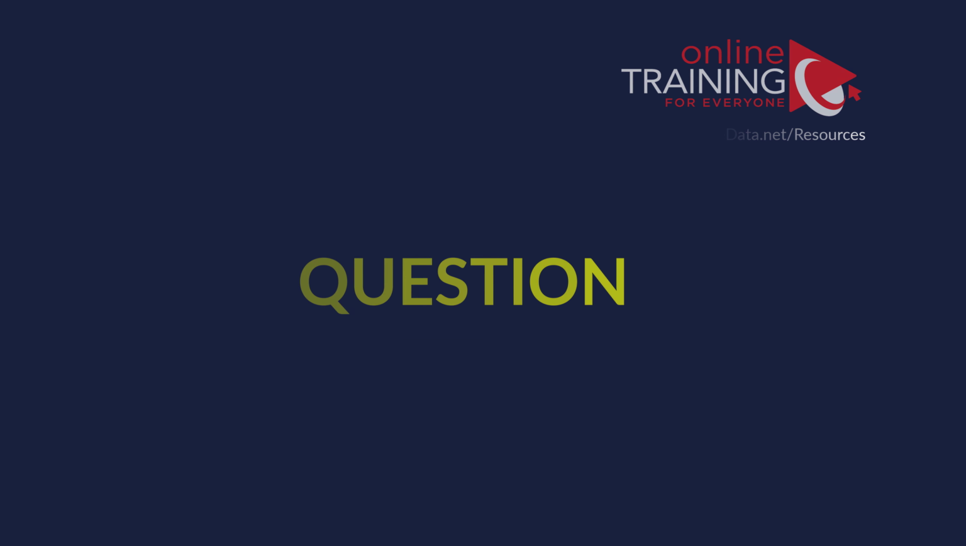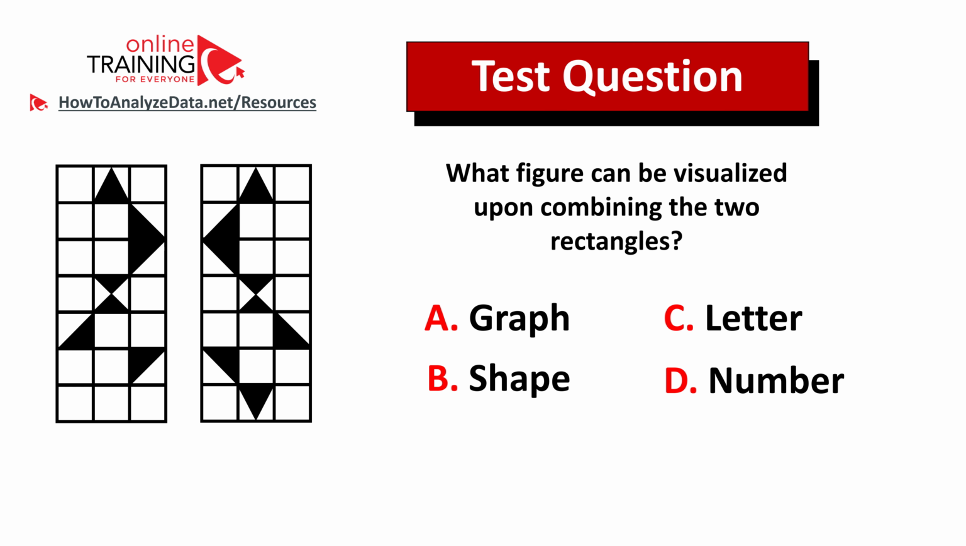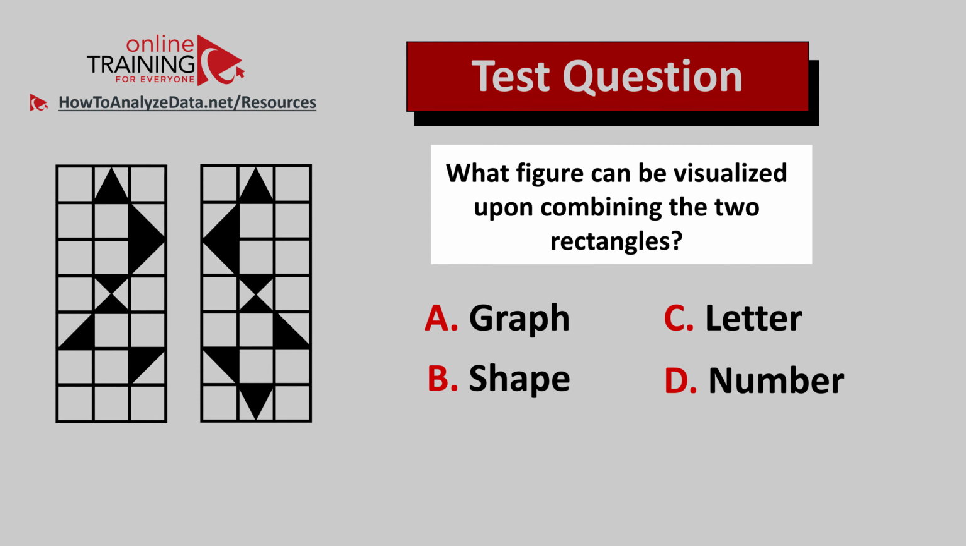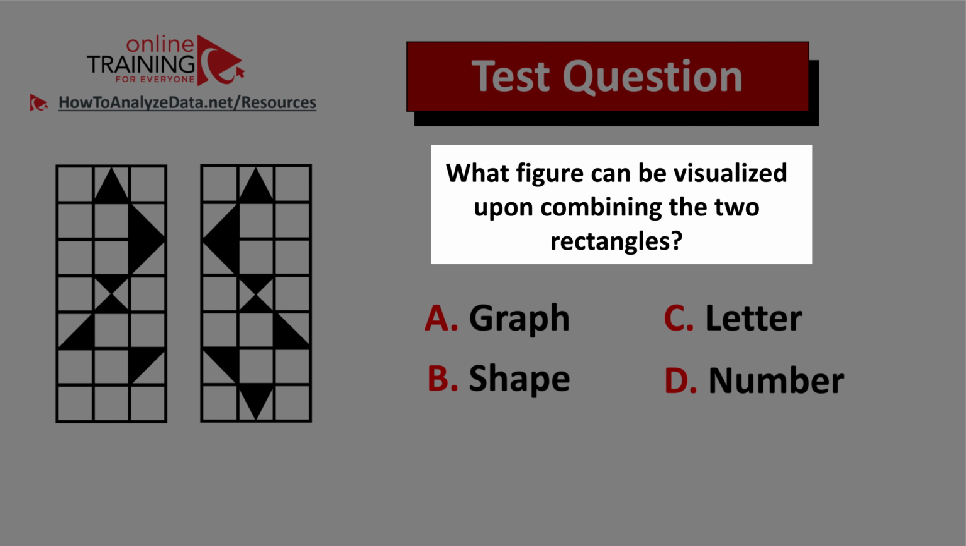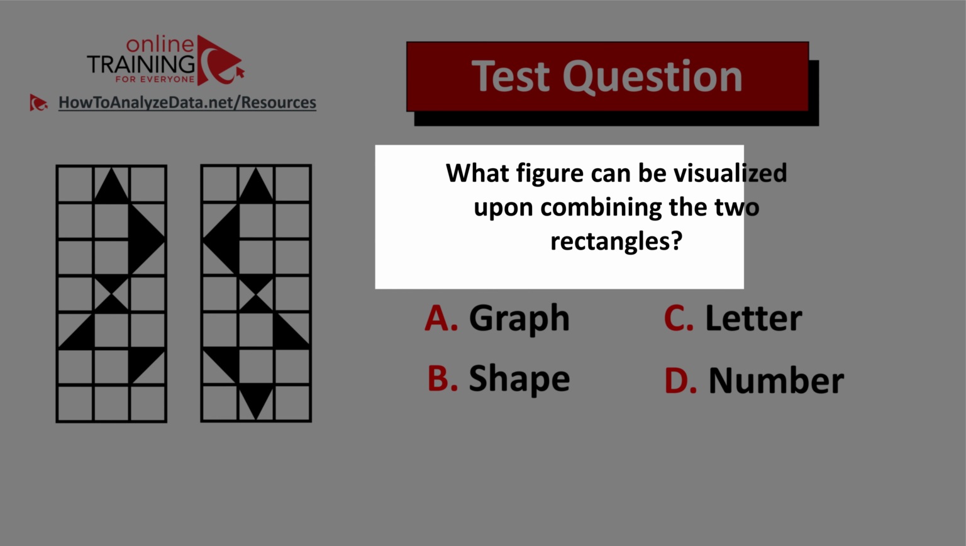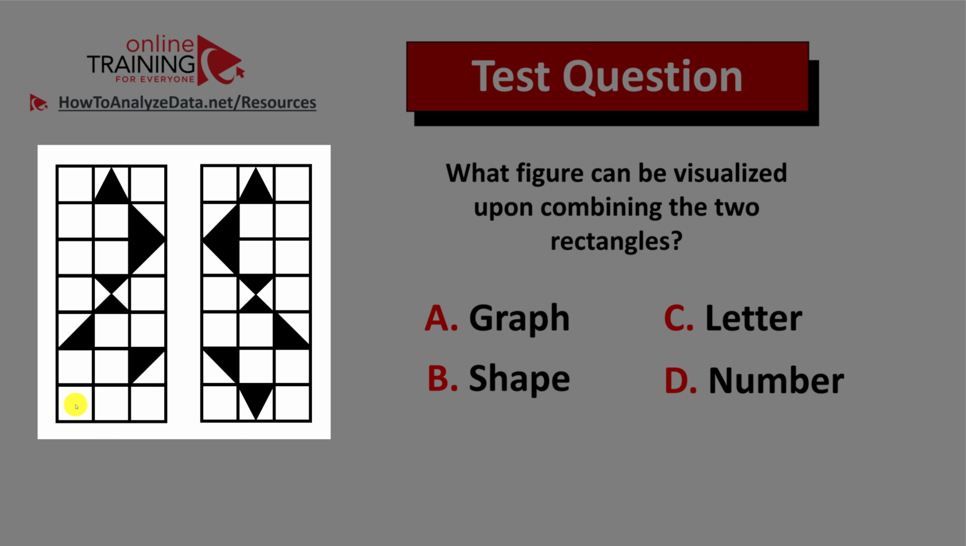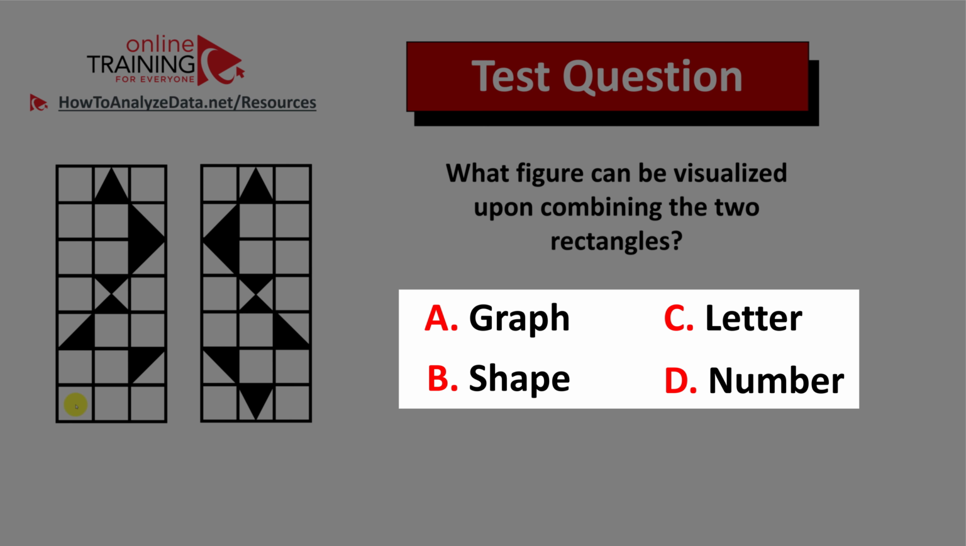Let me share with you a tricky question from the test. I have confidence, though, that you might figure out the answer. Here's the question. What figure can be visualized upon combining the 2 rectangles? And you have 2 rectangles on the left. Both of the rectangles are 7 by 3, and you have 4 different choices.